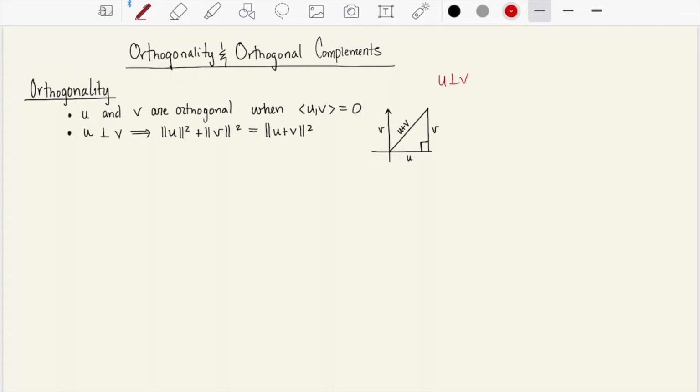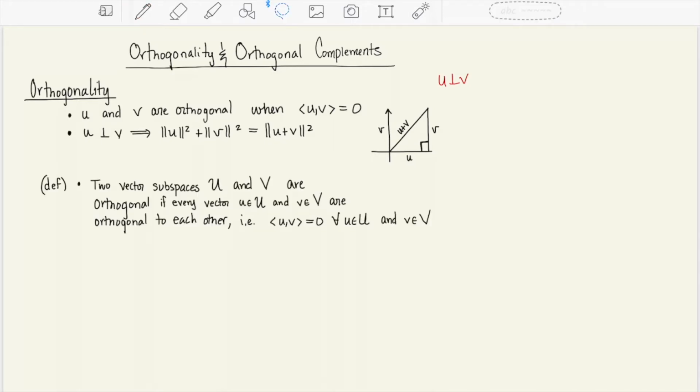But what does it mean for two vector spaces to be orthogonal? Let's consider that next. Our definition of orthogonality for vector spaces will be this. Two vector spaces, U and V, are orthogonal to each other if every vector of U and every vector of V are orthogonal to each other pairwise, meaning their inner products are 0. There's a little bit of subtlety to this definition here, so let's take a look at an example.